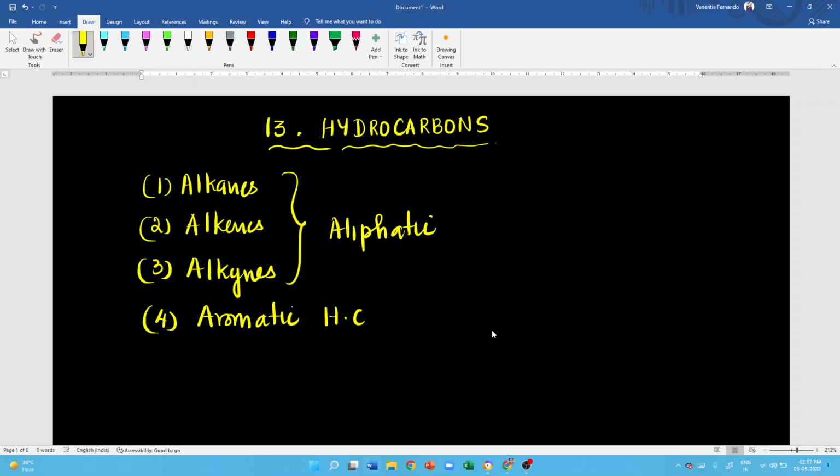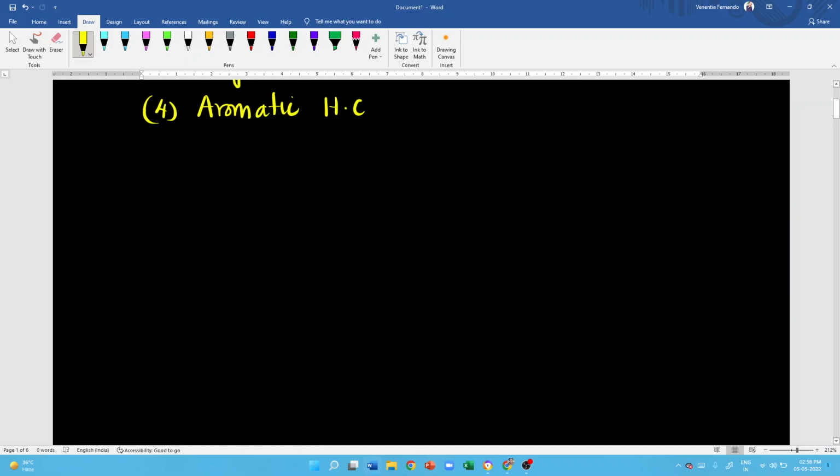Okay, so hydrocarbons are of two types. One is aliphatic hydrocarbon, the other one is the aromatic hydrocarbon. Regarding this lesson, if we divide it into four parts like this, it will be easy for us. So today we are moving to the first part, that is alkanes. So the chemistry of alkanes.